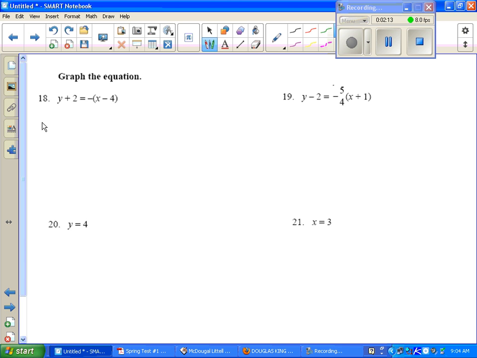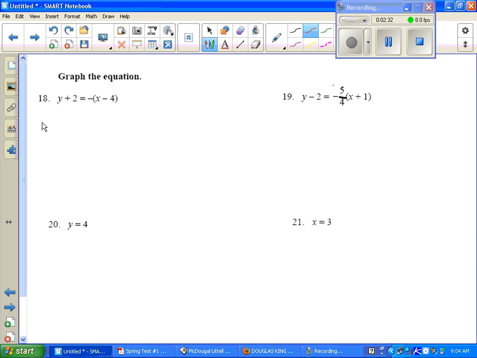Okay, then we have some graphing to do. Number 18 and 19 are in point slope form, 18 and 19. We haven't graphed from this form, so we need to get it into a form we're more comfortable with, and we're capable of doing that. Take that point slope form and create slope intercept form with it.